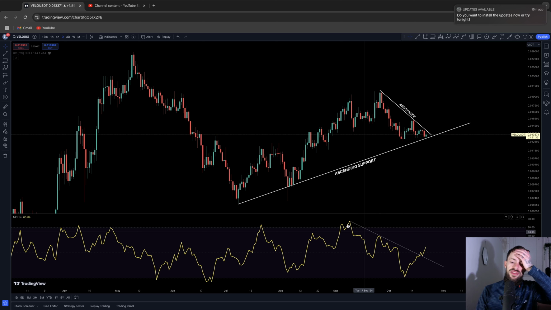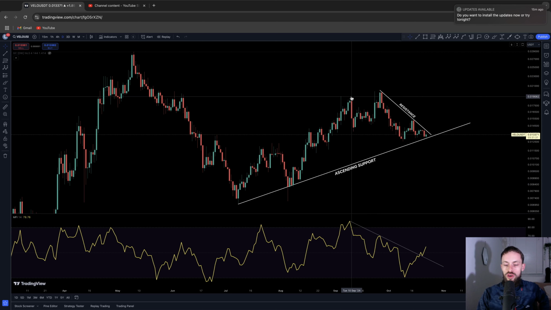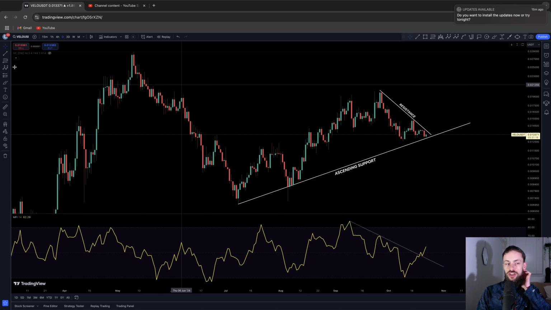Within the MFI, we've had this descending level of resistance since we put in this local top on the 10th of September. You'll see we had this local top in the MFI here, and a level of resistance that it was struggling to break through. We created a lower high on the 27th of September, but if you come up to the price, we actually created a higher high.